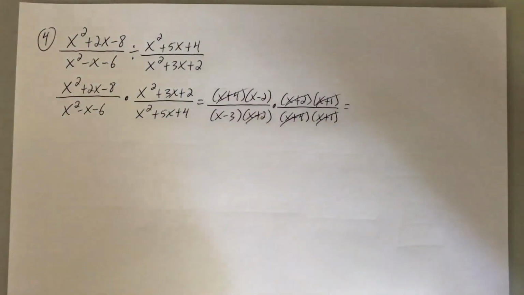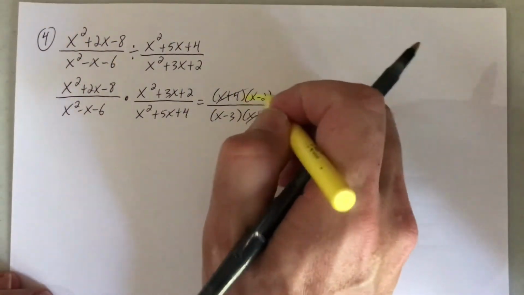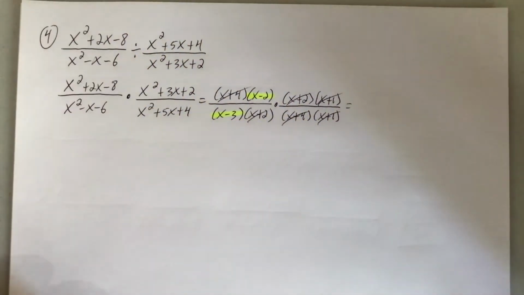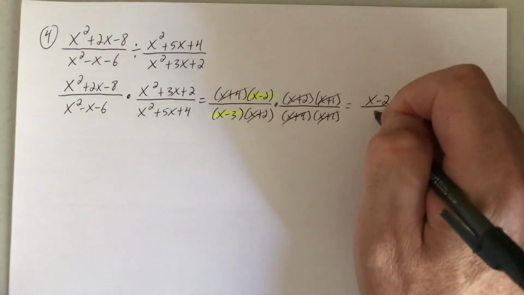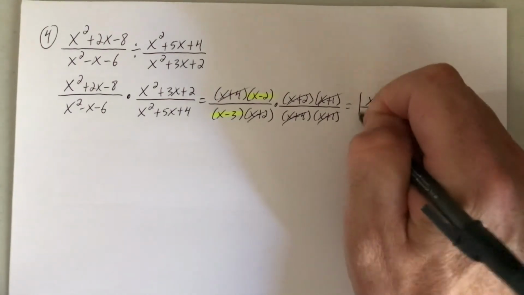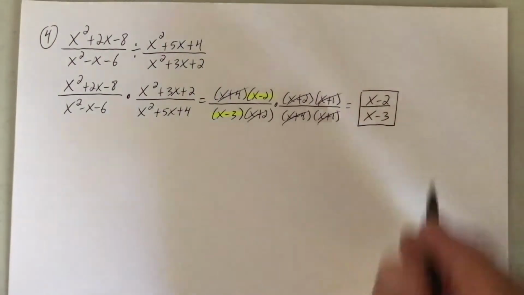So we're going to go ahead and highlight what we have left over so we make sure we didn't miss anything. And then that's just going to give us x minus 2 over x minus 3. And that is it.